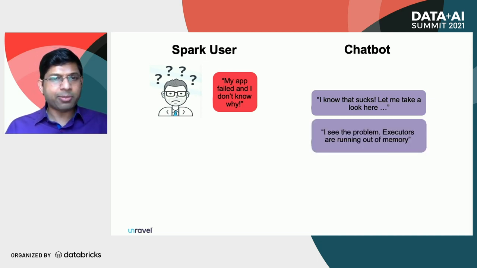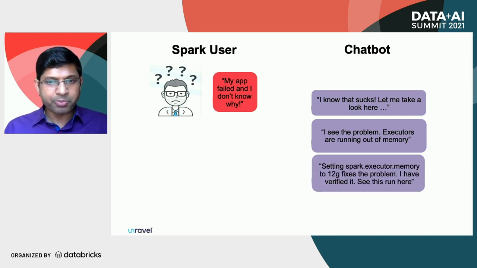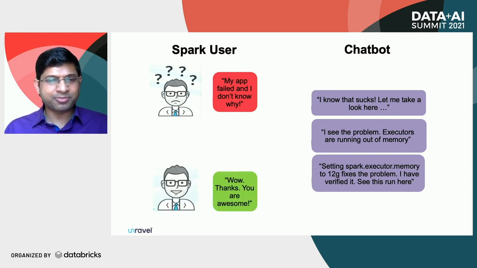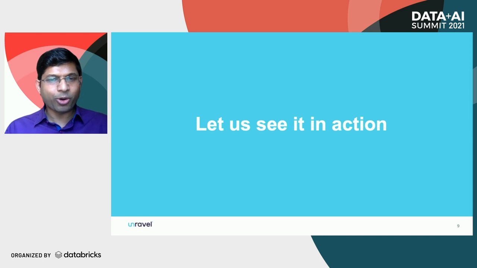It finds the application. It can find the cause of the problem. Here the chatbot is saying that it has found that executors running out of memory is what is causing the application to fail. And better, it can say how to fix the problem. And even better, it can actually show how the problem can be fixed and give a validation. Well, wouldn't this be excellent? And that's what the Jeeves chatbot enabled. Let's quickly see the chatbot in action.